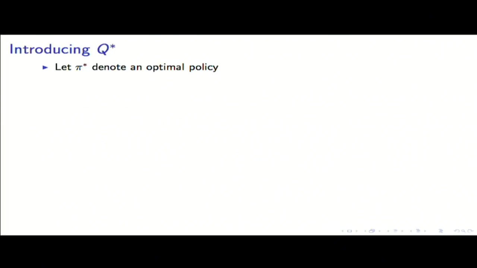Okay, so now we can talk about Q star, which is the Q function of the optimal policy. Let pi star denote the optimal policy for the gamma discounted return. Q star is just defined as the Q function of the optimal policy. You can also think of that as the maximum over all policies of the Q value for that state action pair.